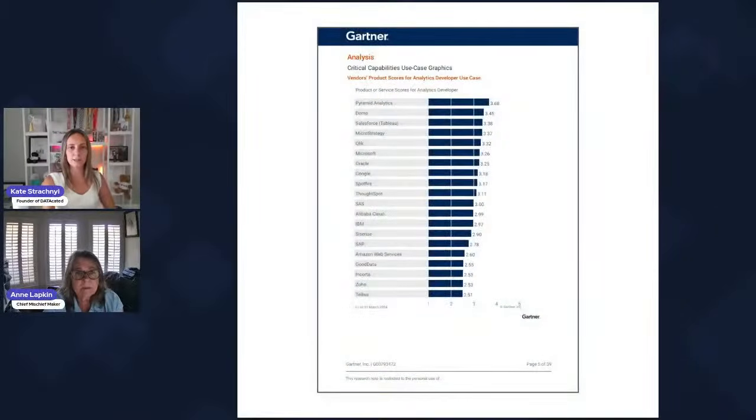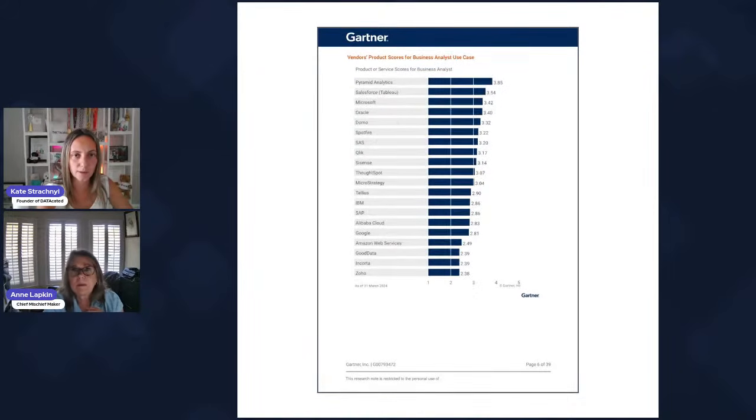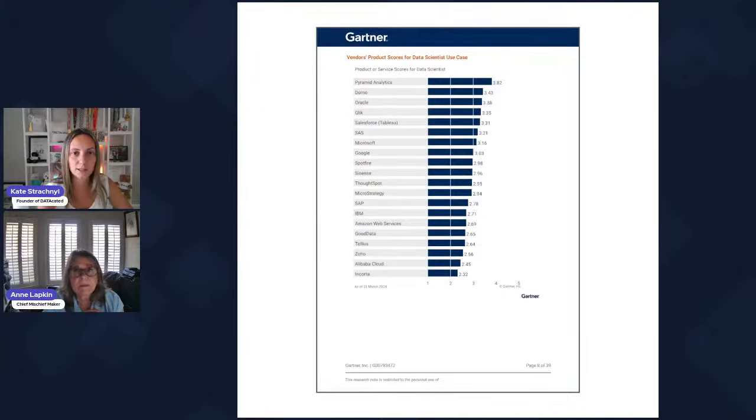Right. So in this case, you said we have four use cases, right? So we've got one for analytics developer use case, we have a business analyst use case, augmented consumer use case, and a data scientist use case. And do those use cases change every year with a new report or shift a little bit? It depends on the market.